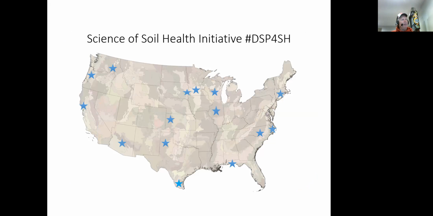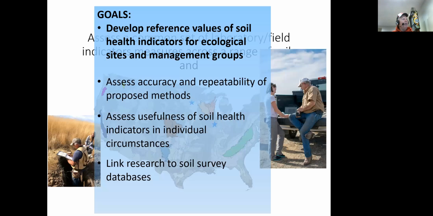Part of this effort was to develop dynamic soil property studies to look at different management options or regimes and what impacts they have on dynamic soil properties. In this case, you see 12 site locations around the country with the blue stars. Part of this effort is to develop reference values for soil health indicators for ecological sites and different management groups or regimes, if you will.